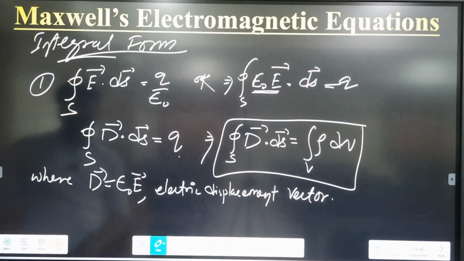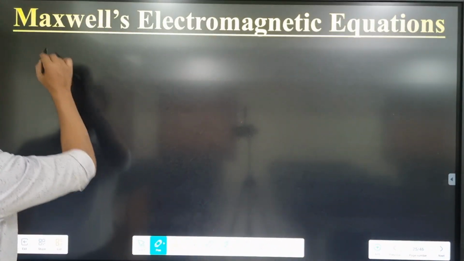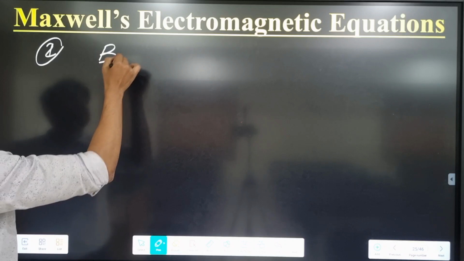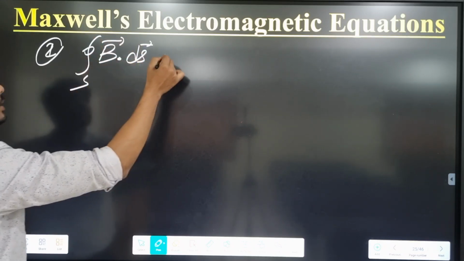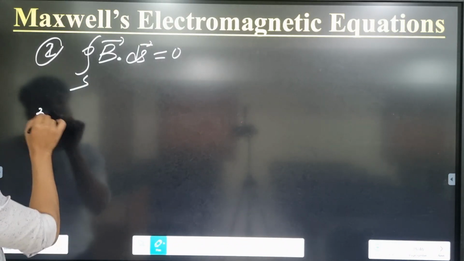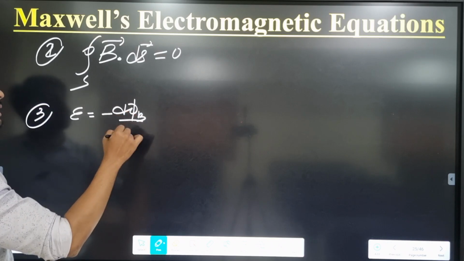Similarly, Gauss law in magnetism also we can write. On the next page we can write Gauss law in magnetism. The second equation, Gauss law in magnetism, is directly B dot ds. Already it is in integral form, equal to 0. Clear? Then the third equation we can write: EMF equal to minus d phi b by dt.